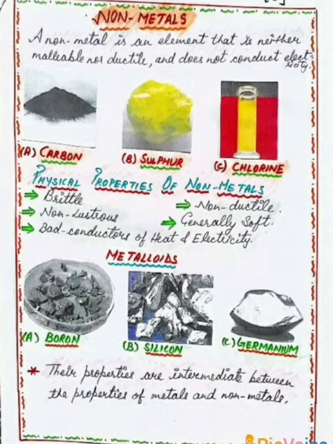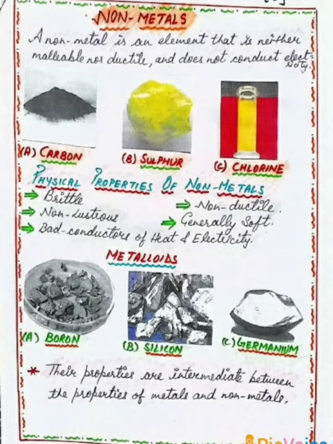Now, fourth property, that is, non-metals are non-lustrous or non-shiny. They are dull in appearance. Non-metals do not have luster or chamak, which means that non-metals do not have a shining surface. The solid non-metals have a dull appearance. For example, sulfur and phosphorus are non-metals which have no luster.